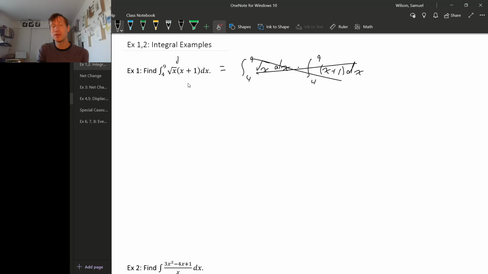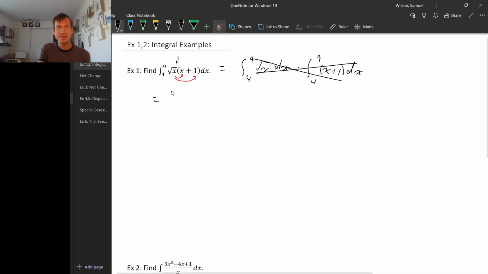So we need to come up with some other way of handling this integrand. Just randomly guessing antiderivatives probably isn't going to be too productive. But remember, you can always do algebra on your integrand before you actually integrate. So for example, we could distribute this square root.